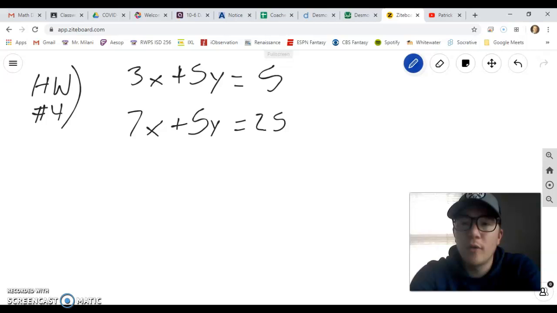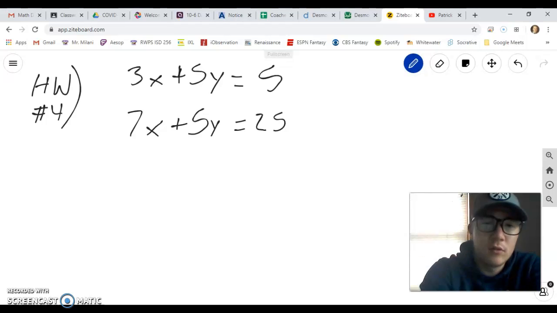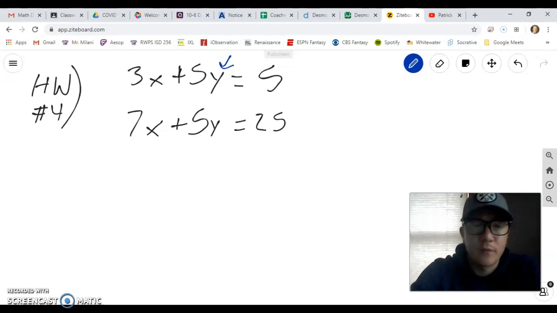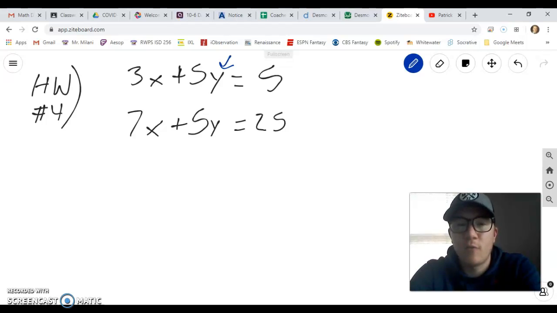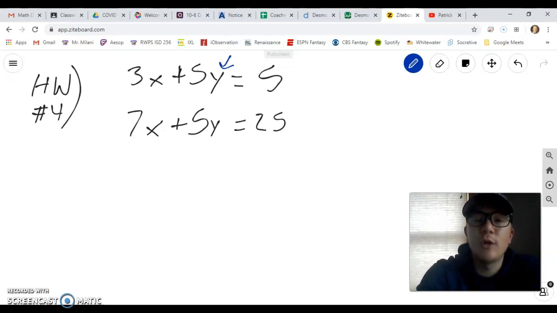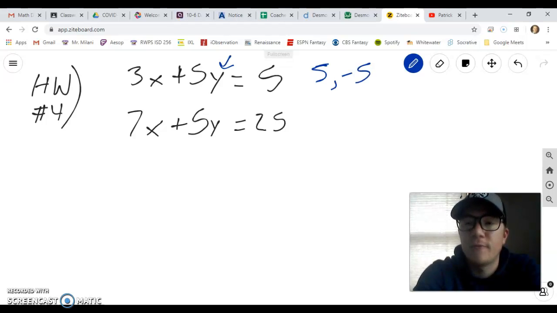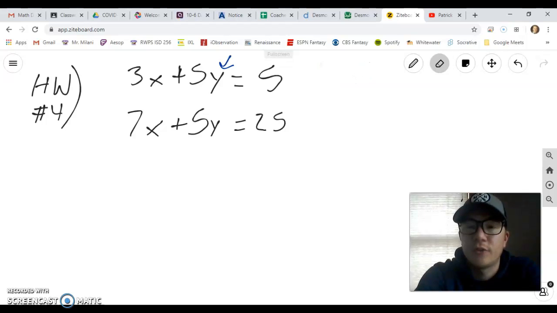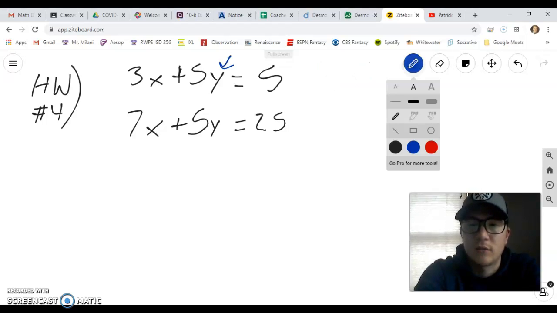The variable that's ready to cancel, right here, it's the y, because there's 2 positive 5 y's. So they are almost ready to cancel. We need to get them to a situation where one of them is positive and one of them is negative, because that's what gives you 0, is when you have 5 plus a negative 5. If you just did 5 plus 5, it'd be 10. That's not canceled.